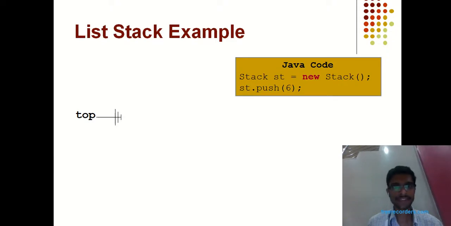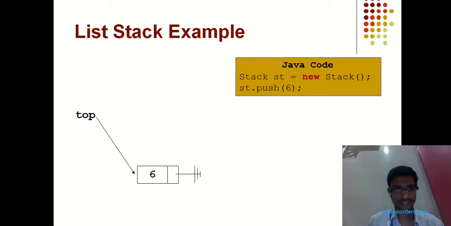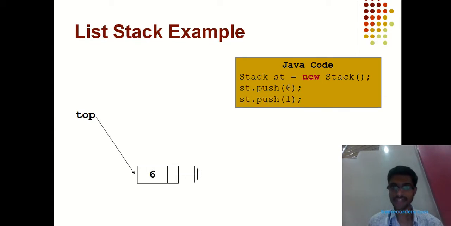Let's see the example of linked stack. First we initialize top as null. Now we insert an element 6 in the list, and we assign the top to reference the pointer of the element 6, the address of the element 6. Now we push another element 1, and 1 is linked to the earlier element 6. Now the top is connected to point to the element 1.